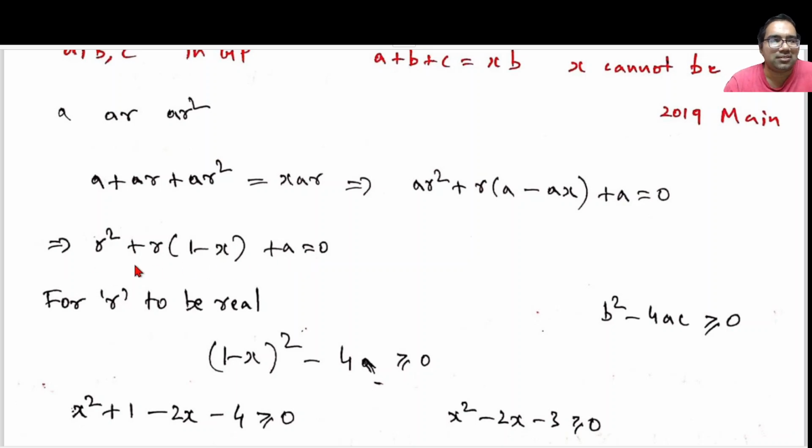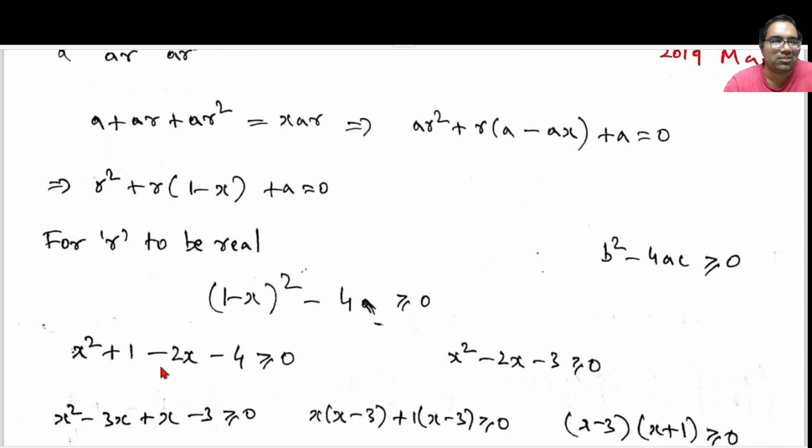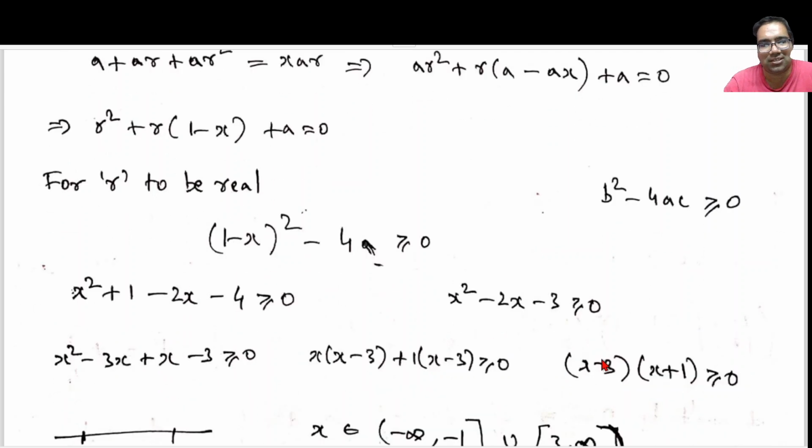What does that mean? In this equation, b squared minus 4ac should be greater than or equal to 0. If it is less than 0, then r will become a complex number. So b squared minus 4ac should be greater than or equal to 0. Here b is 1 minus x, so (1 minus x) whole squared minus 4 should be greater than or equal to 0. We expand: x squared plus 1 minus 2x minus 4 is greater than or equal to 0. That means x squared minus 2x minus 3 is greater than or equal to 0.